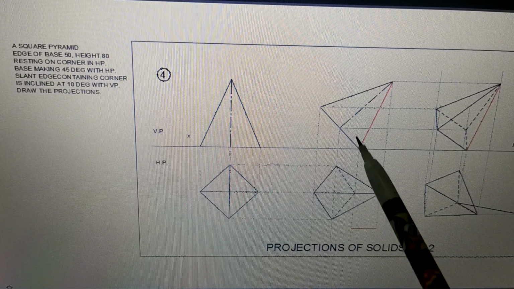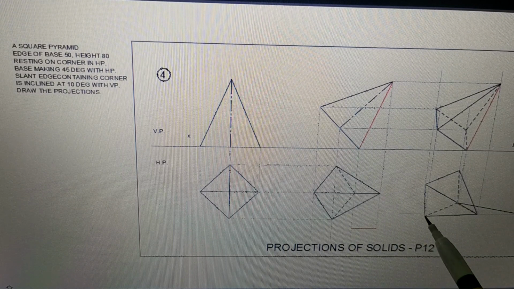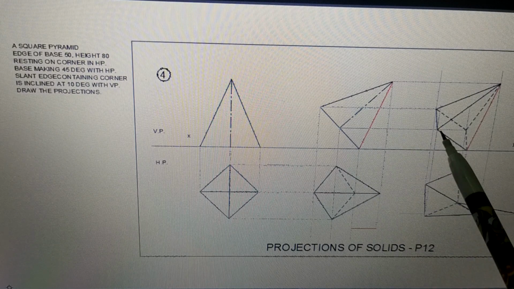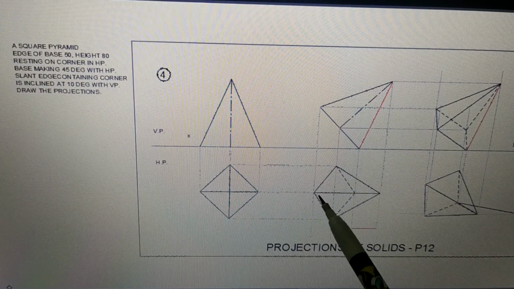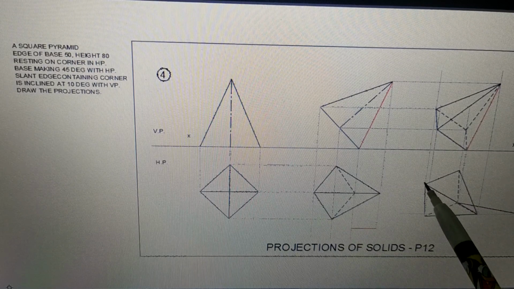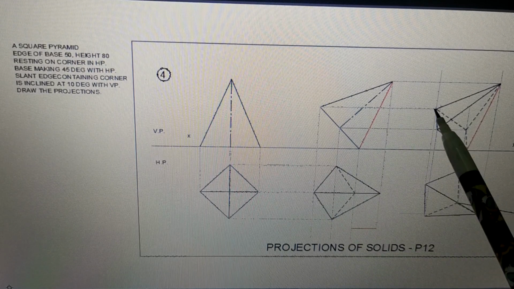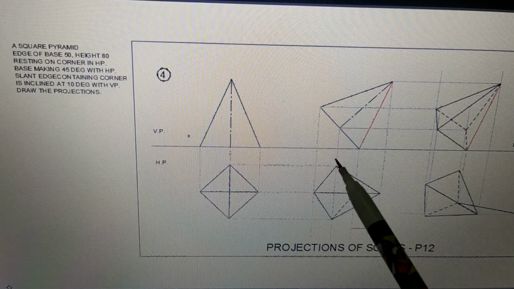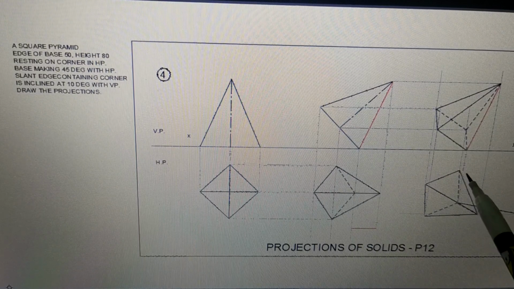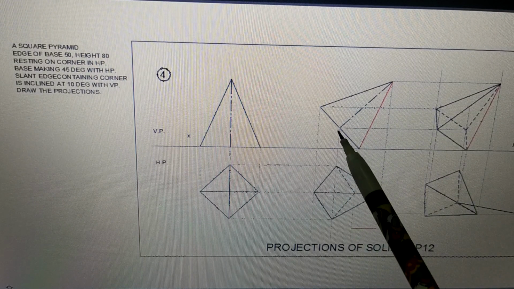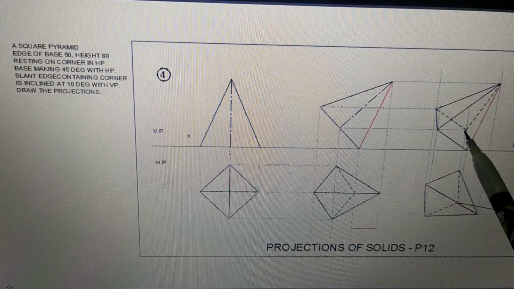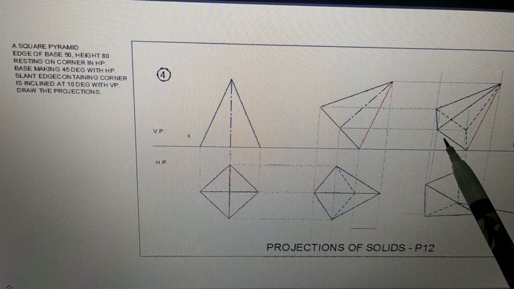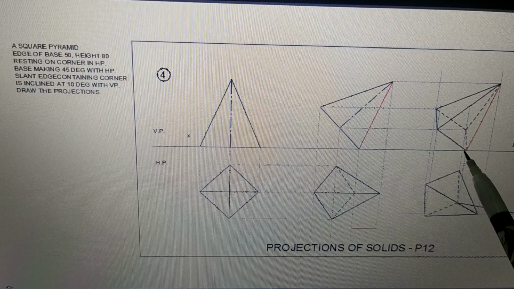Similarly, this is B in this figure, so project here, this is point B. Now this is C, so project C, this is going to be point C. Now this is D, so from this D and from this D you will get the point D over here. So you got all the four points A, B, C, D. It is resting on A in HP.